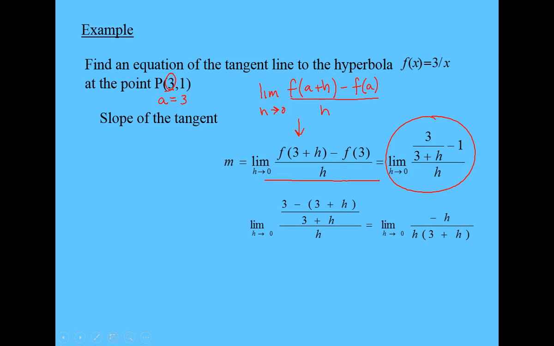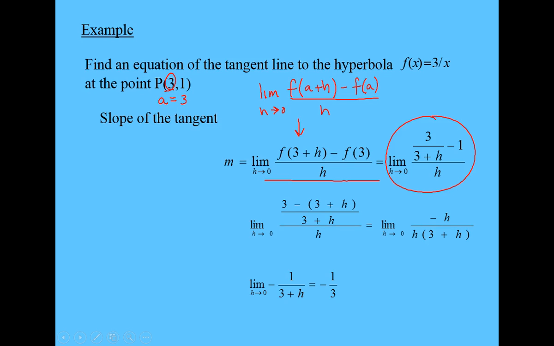So in the next step, we got common denominators in the numerator, and the 3's cancel. So then we would get the limit of negative h divided by h times 3 plus h as h goes to 0. If we tried direct substitution, we'd still get 0 over 0, but we see we can reduce the h's. So if we reduce the h's, and now we can use direct substitution, and we have found the slope of the tangent line at a equals 3. The slope of the tangent line is negative 1/3.